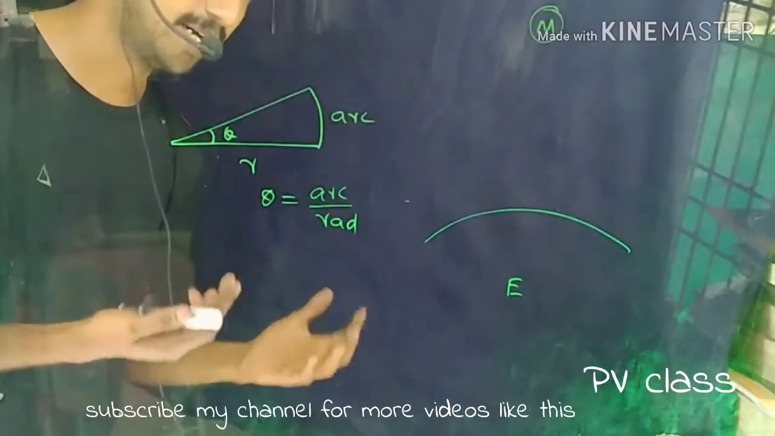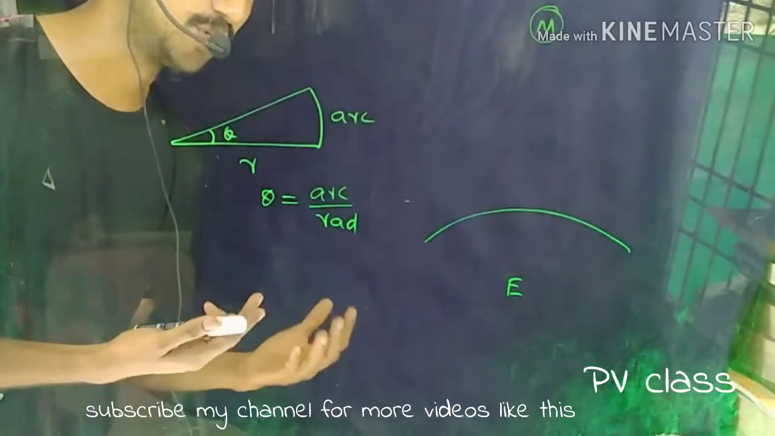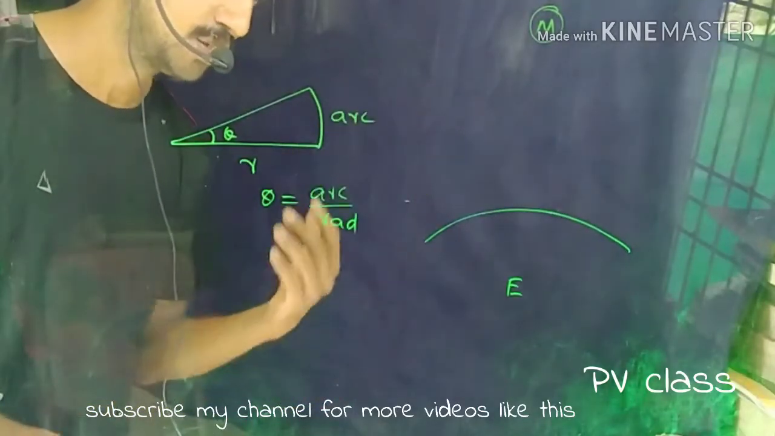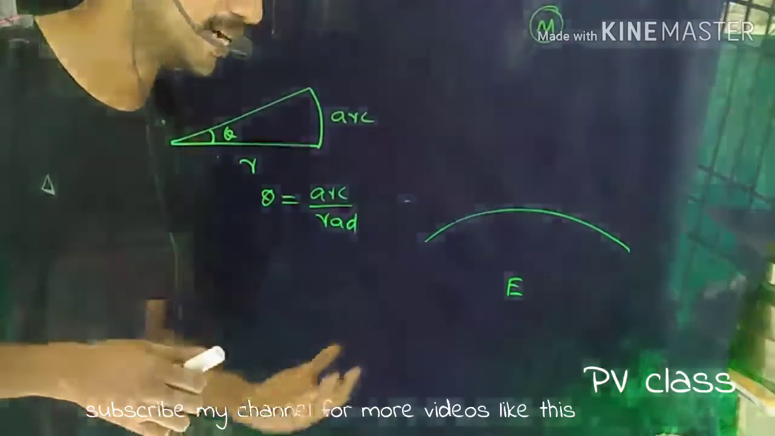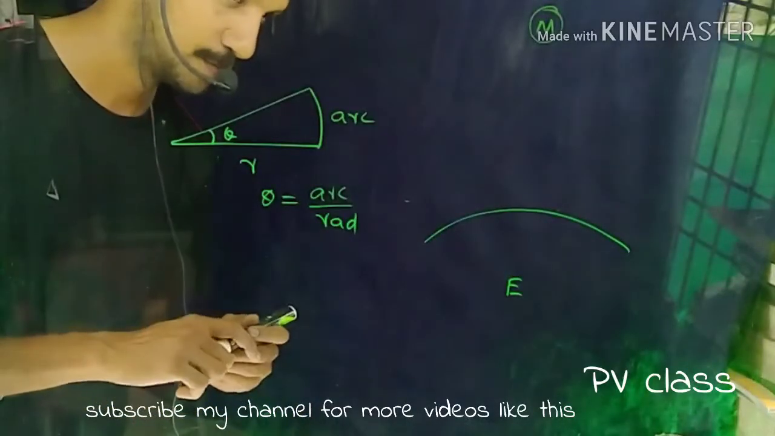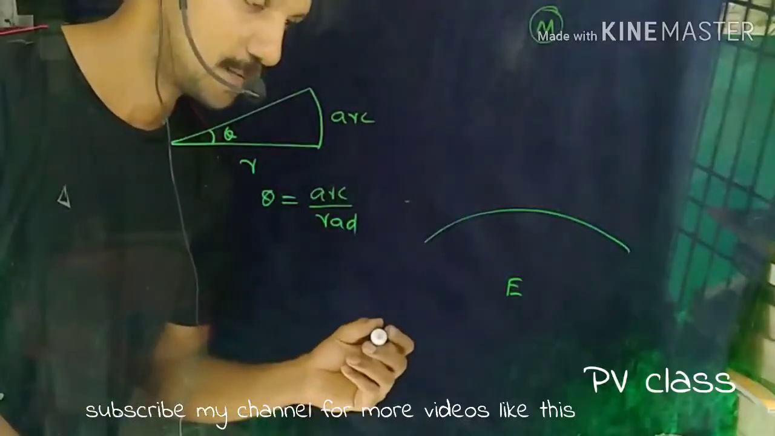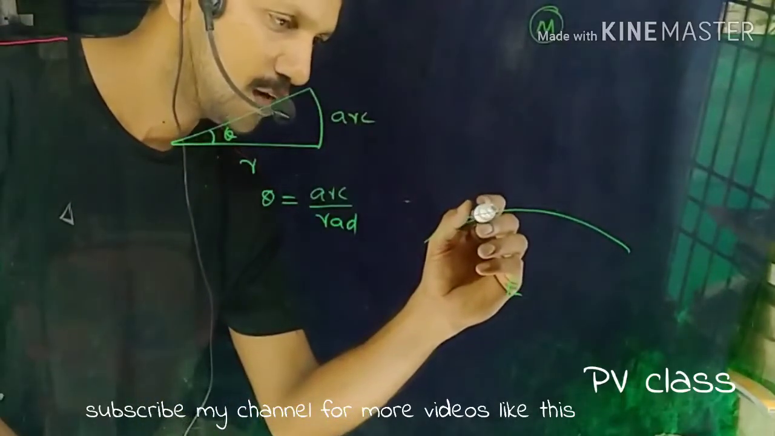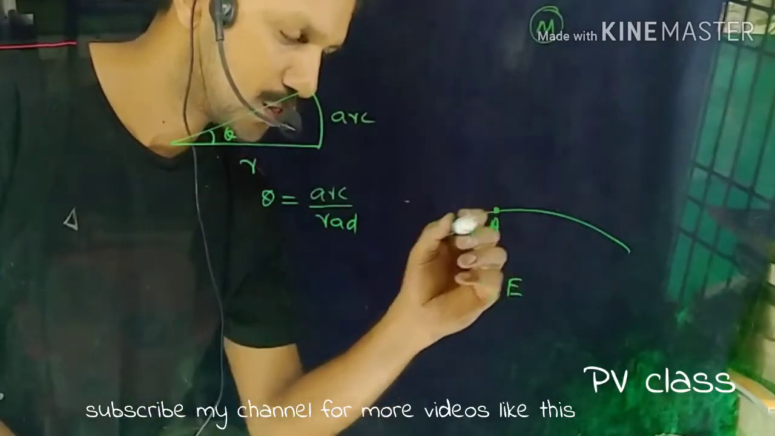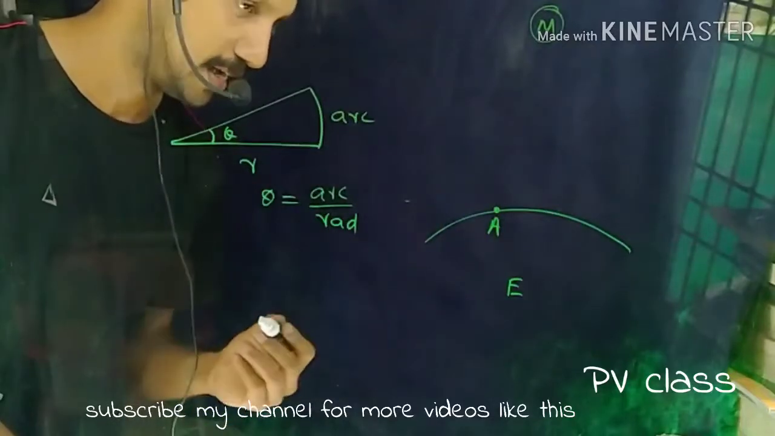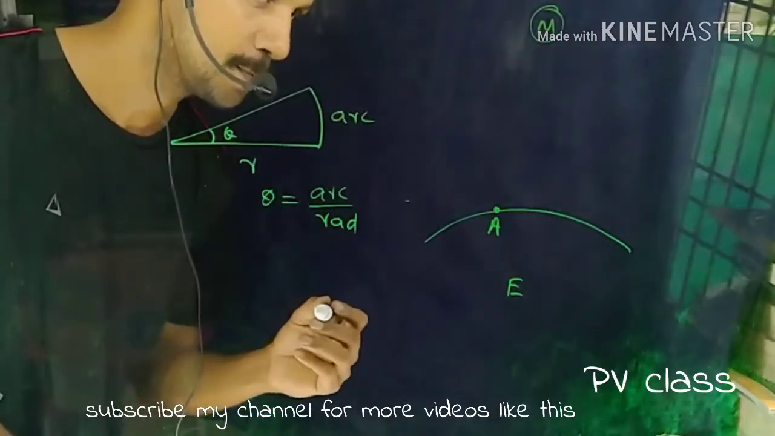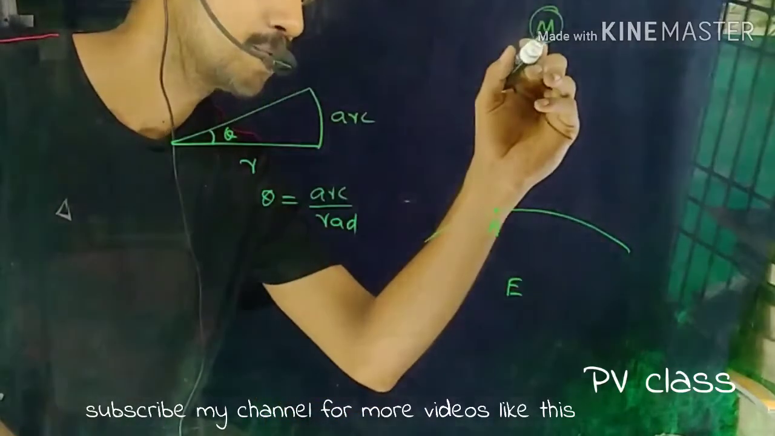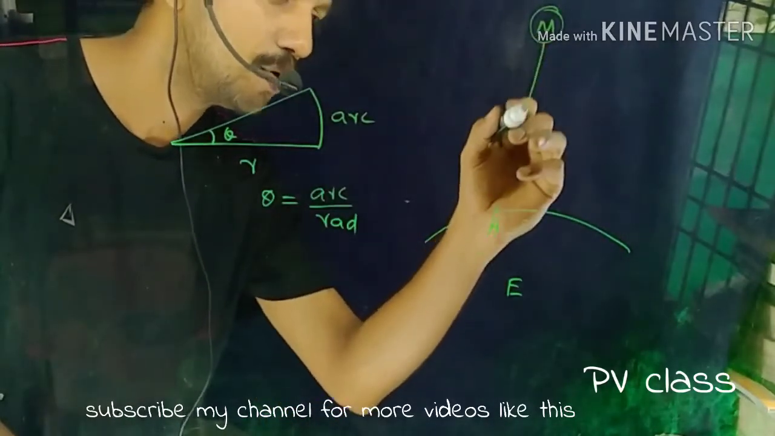Can we measure it directly? Is direct measurement possible? No, direct measurement is not possible in this case. Therefore, we'll use an indirect measurement method. That is, we will fix a point on the earth. Let that point be A. From that point A, we will focus a telescope to a particular point on the moon.